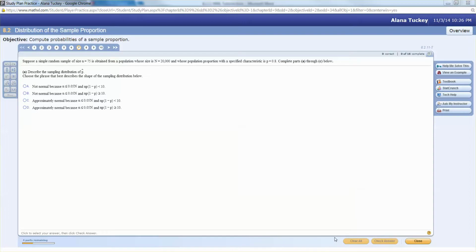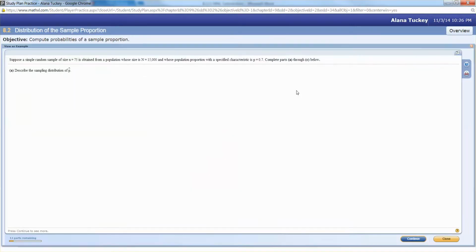I received a request for help with this question, which is 8.2, number 11. If you look in the top right corner, if you're in either the study plan or the homework set, I'm going to click on View an Example here. It says, suppose a simple random sample of size n equals 75 is obtained from a population whose size is capital N equals 15,000, and whose population proportion with a specified characteristic is p equals 0.7.